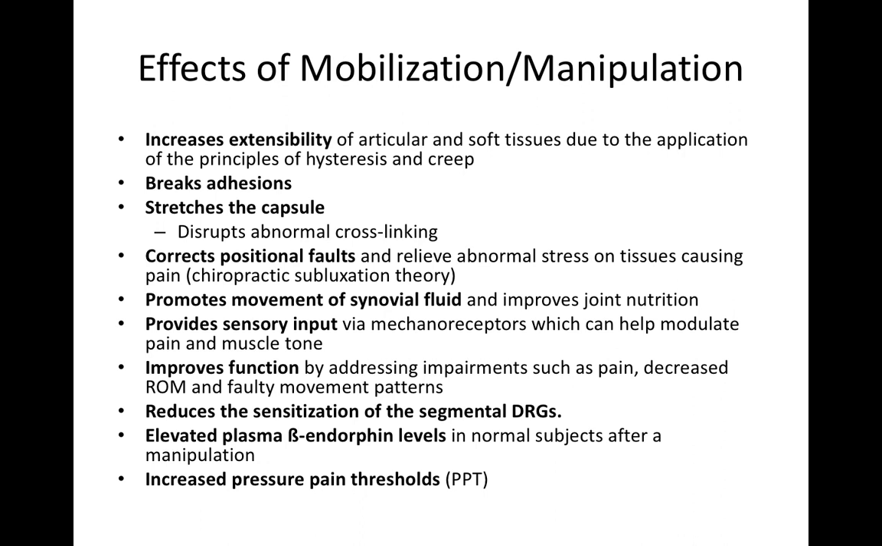There's sensory input that's occurring via mechanoreceptors that can actually help to modulate pain and muscle tone. We can expect sometimes to improve function by addressing impairment such as pain, decreased range of motion, and faulty movement. And then we're also going to see a number of other mechanisms that are going to occur. But there is a lot that is occurring as a result of joint mobilization and manipulation that we can't quite describe.